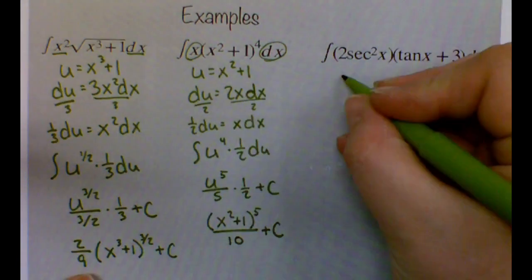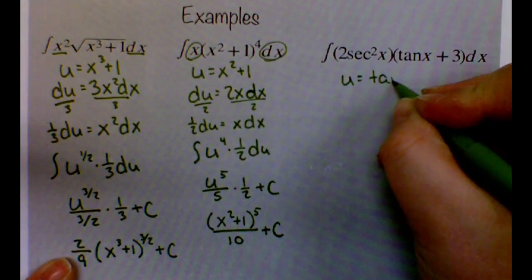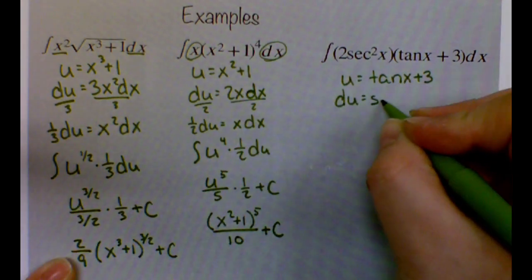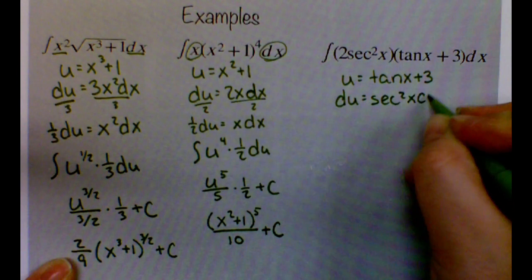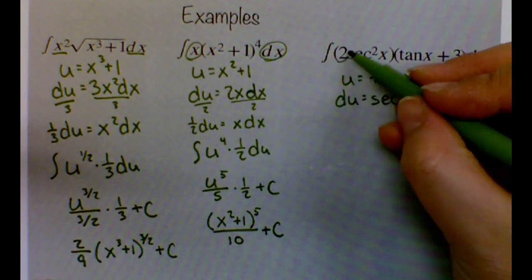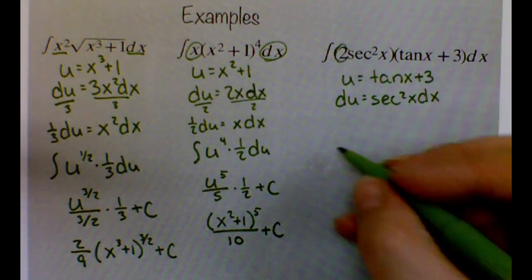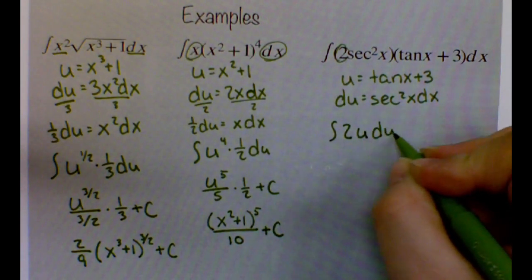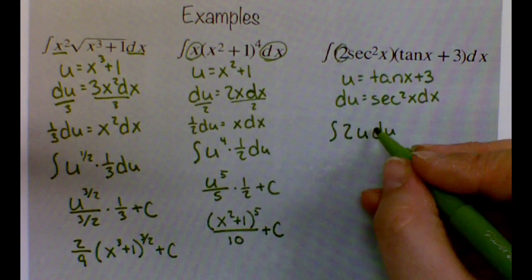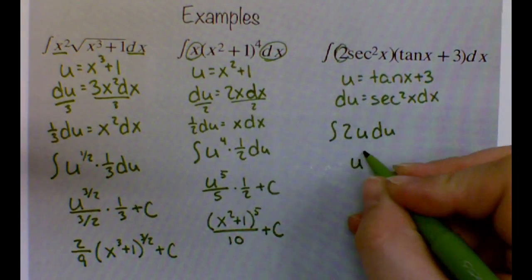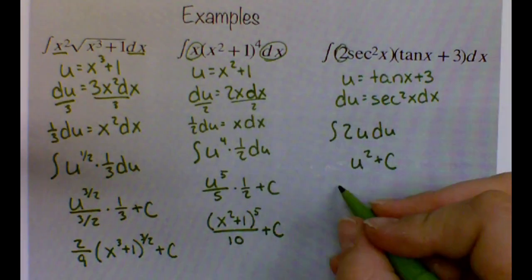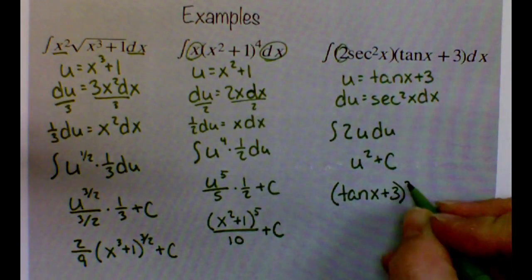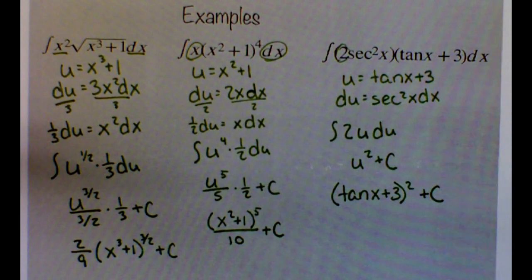And over here, if u again is tangent of x plus 3, then du is secant squared of x dx. Notice that we just have an extra 2 hanging out. This time it's just extra stuff. We have 2 times u du. Well, that becomes u squared over 2. The 2's cancel. We just have u squared plus c, which is tangent of x plus 3 squared plus c.